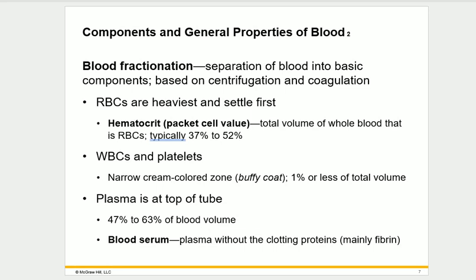So components and general properties of blood include blood fractionation. So this is separation of blood into its basic components. We see this the best with centrifuges and with blood coagulation. So red blood cells are going to be the heaviest. They're going to settle first, so you'll see them at the bottom, and you'll see plasma at the top of the tube. Now, in between that is this narrow zone called the buffy coat, and that comprises the white blood cells and the platelets.